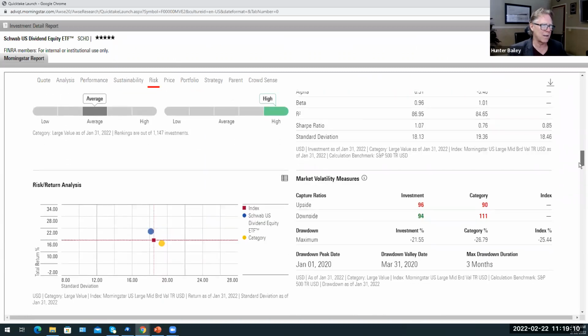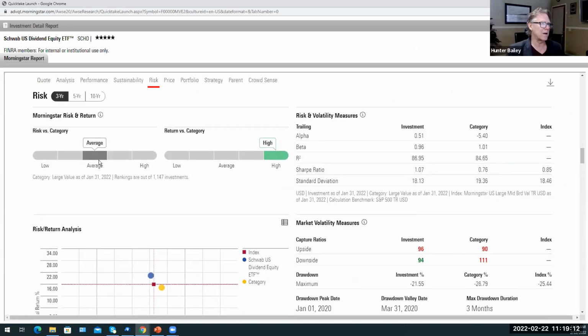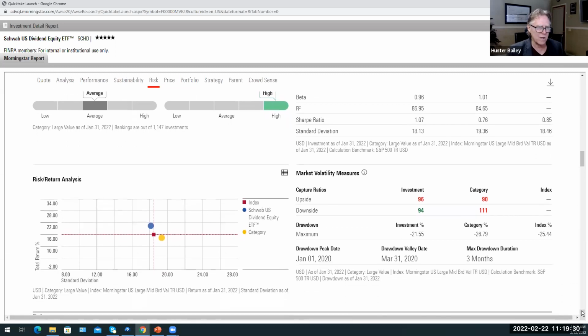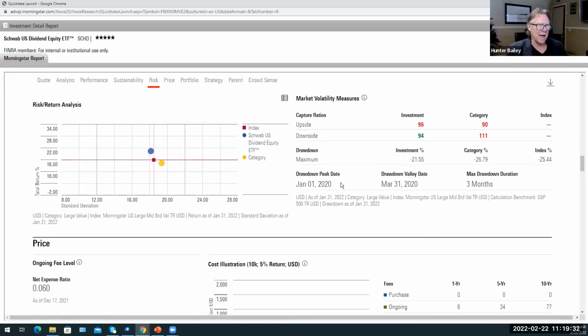If I can scroll here. Before I get there, it has average risk according to Morningstar and high return. That's good. Standard deviation of 18.13 versus category of 19, and then the index is about the same. So the risk level down here, the worse that it was, these are other areas if you can find or get access to these. How did the investments do during various times?